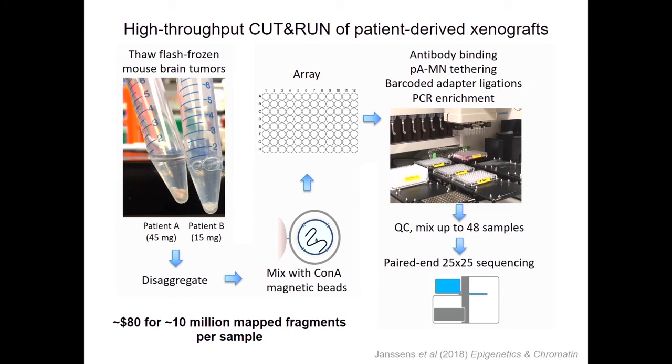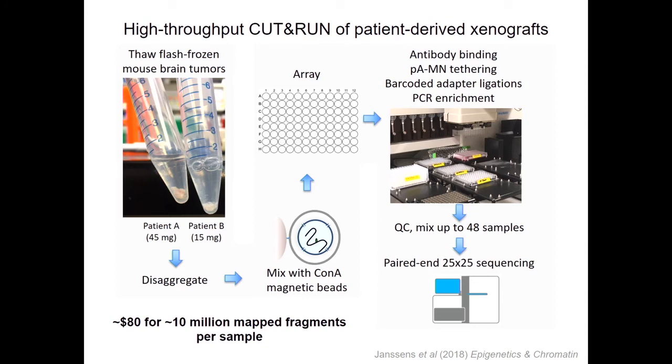We treat them all the same because the method, as I mentioned, is modular. You have cells of interest, and once you mix them with an antibody that you care about, they're all going to go through the same steps and procedures. And so for something like a tumor sample, we disaggregate the cells, we mix them with Con A beads, magnetic beads again, and then they go into a well of a 96-well plate, and everything else happens on the robot, where we go through the entire cut and run procedure of successive binding and washing steps, adapter ligation, and then PCR enrichment.